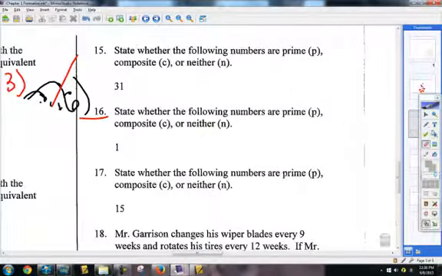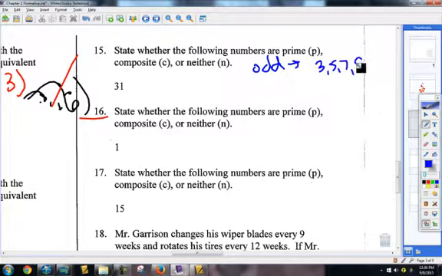Okay, 31. Is it even or is it odd? It's odd. So we got to check 3, 5, 7, and 9. 3 plus 1 is? 4. Is 4 divisible by 3? No. What's the divisibility rule for 5? 0 or 5. Does it end in a 0 or 5, guys? No. So 5 is not a factor.